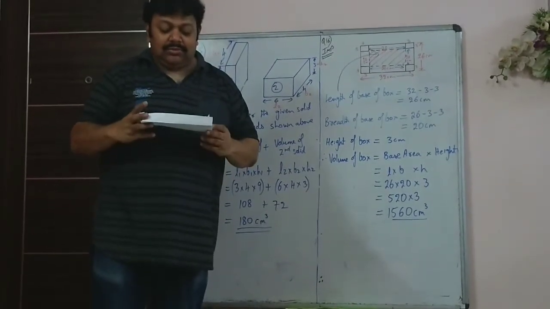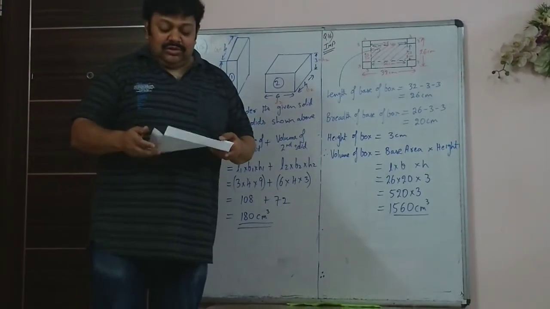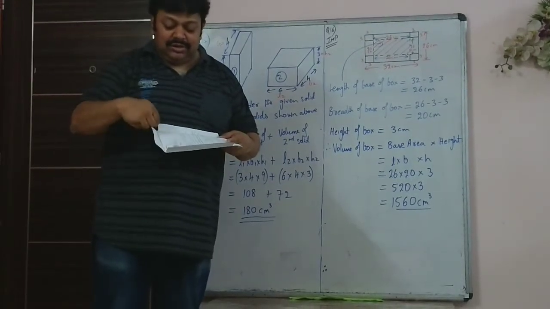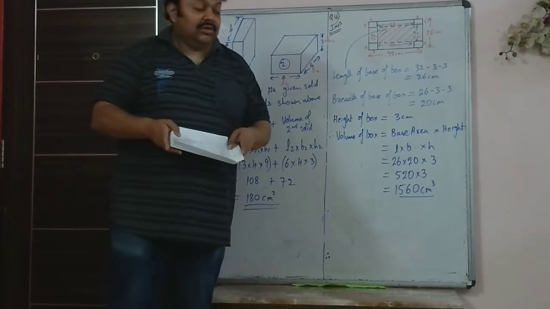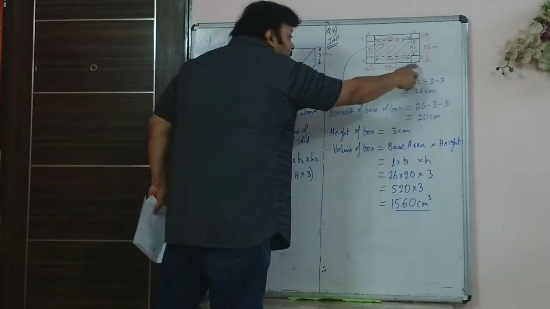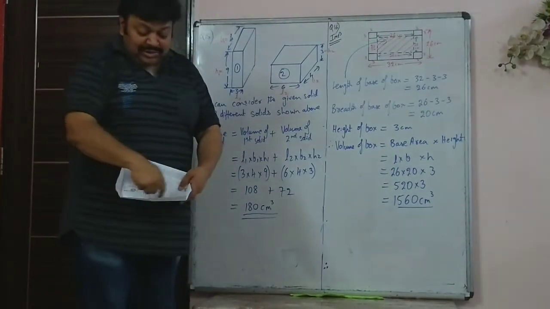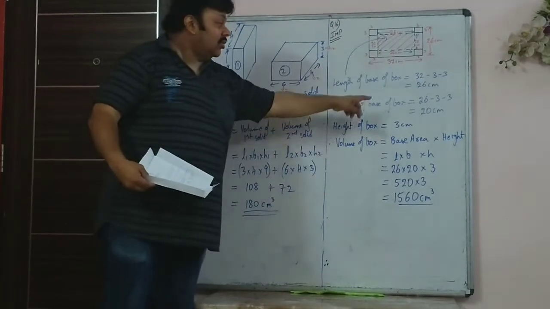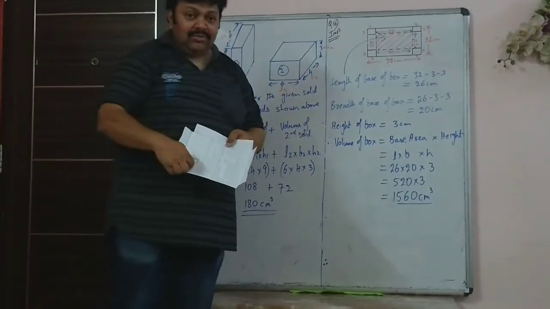So now I have got a box. So this is a box. In this box, from the outer length, I have removed x and x, and from the outer breadth also I have removed x and x. So now that x is 3 centimeter. So from 32 I have removed 3 here, 3 here. So the base length of this box is 32 minus 3 and 3, that is 32 minus 6. So it is 26. This is the base of the box.